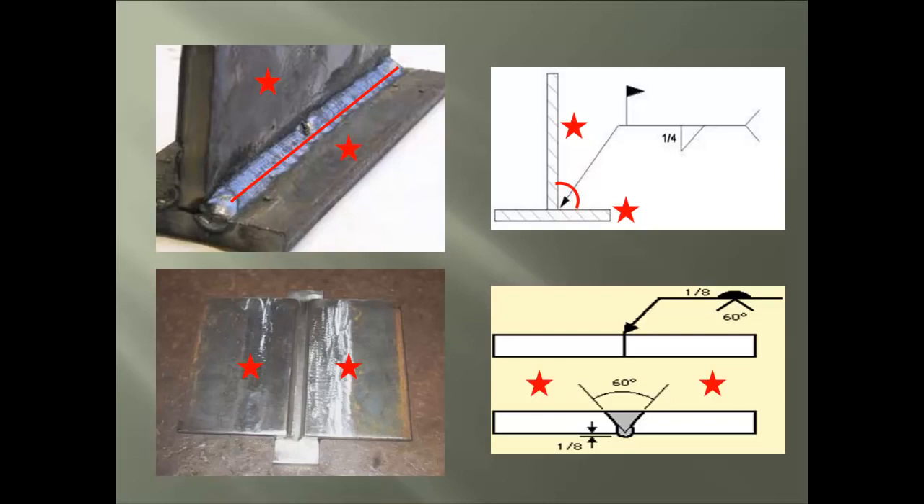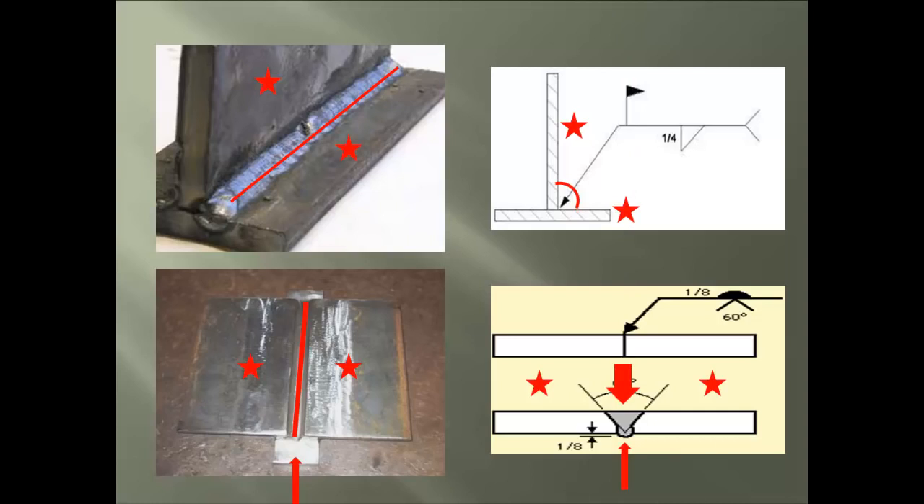With groove welds, there are times a backup bar is required, and here the arrow reveals the backup bar on the weld assembly, and the arrow reveals where the backup bar would be found on the weld symbol. And lastly, the red line runs where the groove weld will be placed, and the arrow shows the actual weld location on the weld symbol.